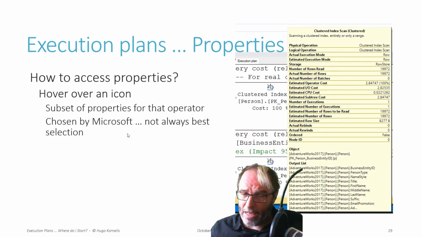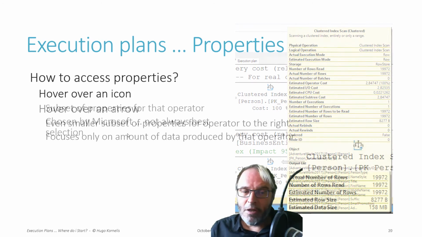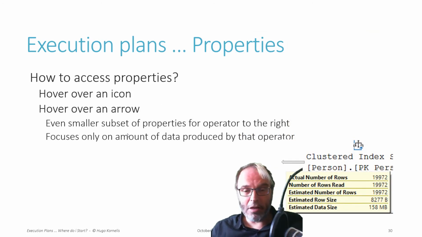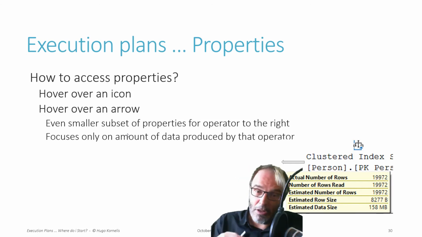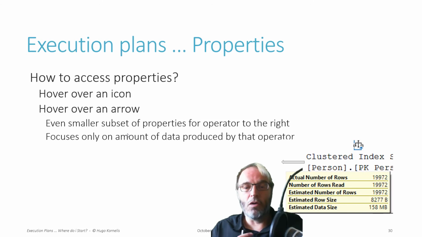So I already showed this, I included it on the slide for completeness. If you hover over an icon, you will get a subset of the properties for that operator. What you see is not configurable. Microsoft determined that. I don't always agree with their choices. You can also hover over an arrow, though I did not show that in the demo. If you do that, you get an even smaller subset of properties. Not for the arrow, because the arrow doesn't exist in the execution plan, but for the operator to the right of that arrow. And the properties you see are focused on how much data is produced by that operator. You can see that in the screenshot on the slide.